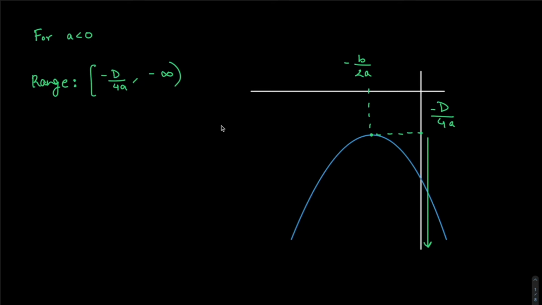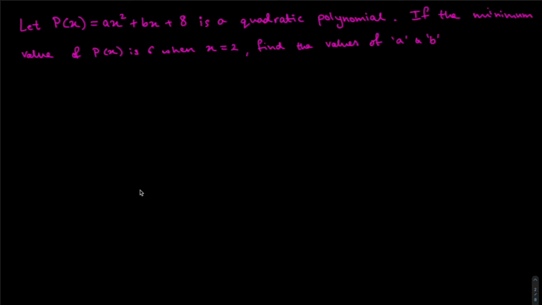Nothing too crazy. So now let's look at an example question. All right, so we have the question: let p of x equals ax squared plus bx plus 8 be a quadratic polynomial.